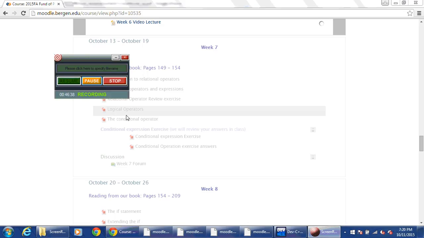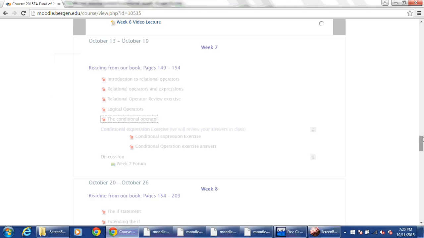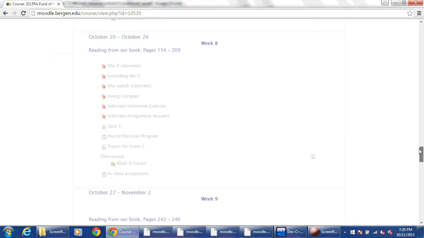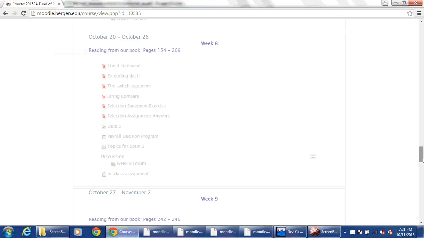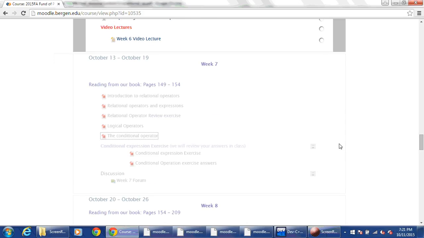On week 8, we'll continue with the if statement, switch case, and selections, continue with the if-else, and then you're going to have a quiz and a program assignment so that you can work on using the knowledge that you have learned. Please go over these exercises. If you need to, go into the book and do some of the sample exercises. There are a lot of exercises in the book that you can practice in that chapter.